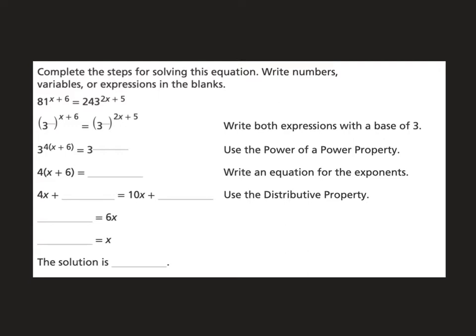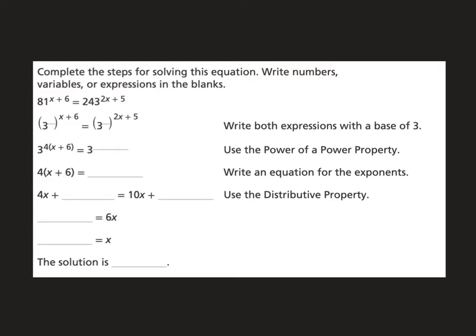It asks us to complete the steps for solving the equation. Write the numbers, variables, or expressions in the blanks. You'll notice it actually is telling us the steps here so that we can follow along. So let's start out. We start with 81 to the x plus 6 equals 243 to the 2x plus 5. Both of those numbers can be expressed as powers of 3.